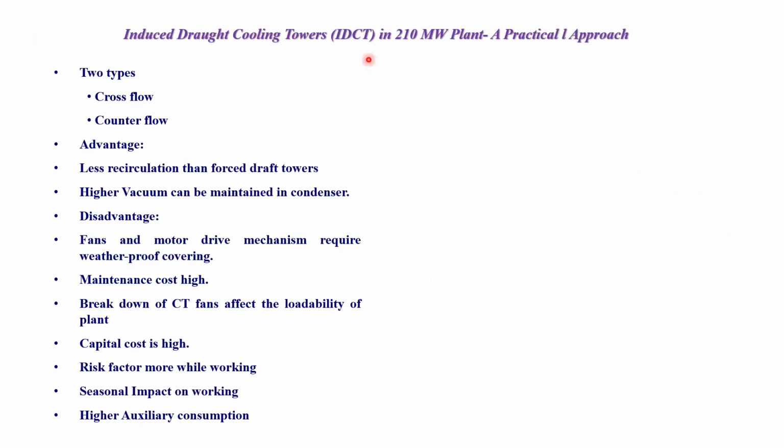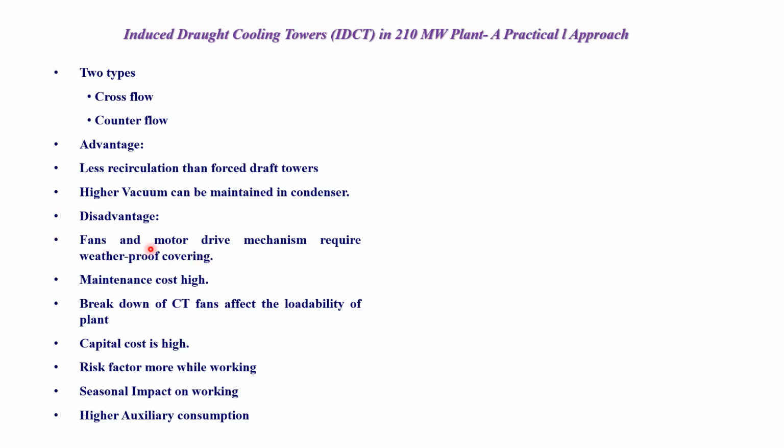Induced draft cooling tower, in the 210 megawatt practical approach, has two types: cross flow and counter flow. I worked on the counter flow type of induced draft. Advantages: less recirculation than forced draft, because there is no question of recirculation as the fan is at the top. Higher vacuum can be maintained in the condenser.